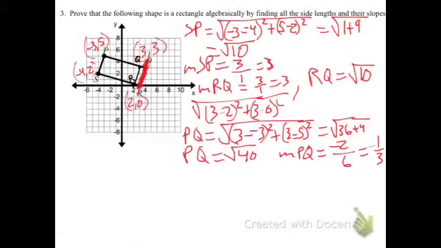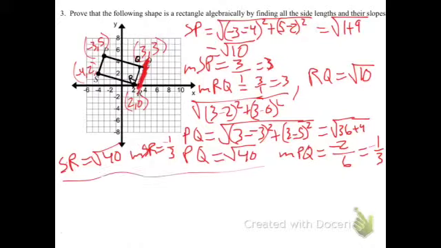And something to note, going from S to R is a similar story. Down 2, right 6. And so they share that same slope and the length. And so SR is the same distance as PQ, which is square root of 40. And the slope of SR is going to be the same, -1/3. Okay, so we have some really good information here, and we can use that to get our information about rectangles.